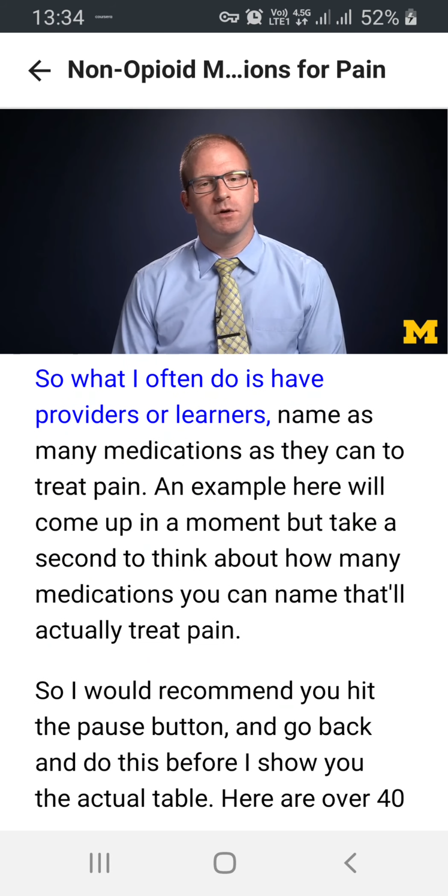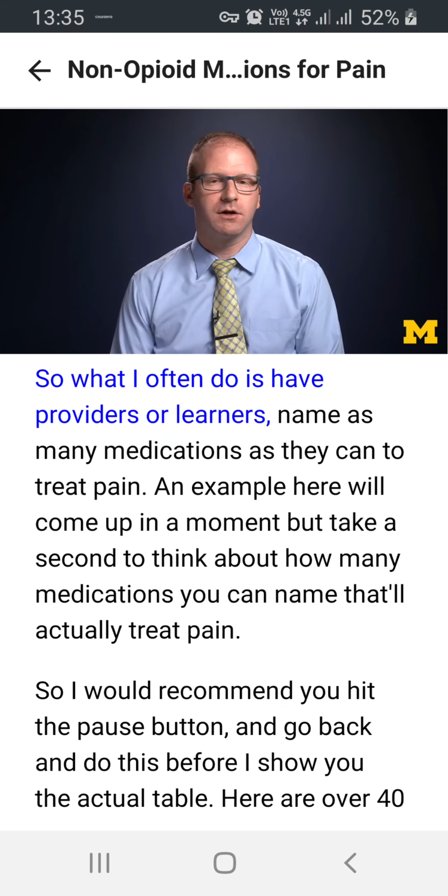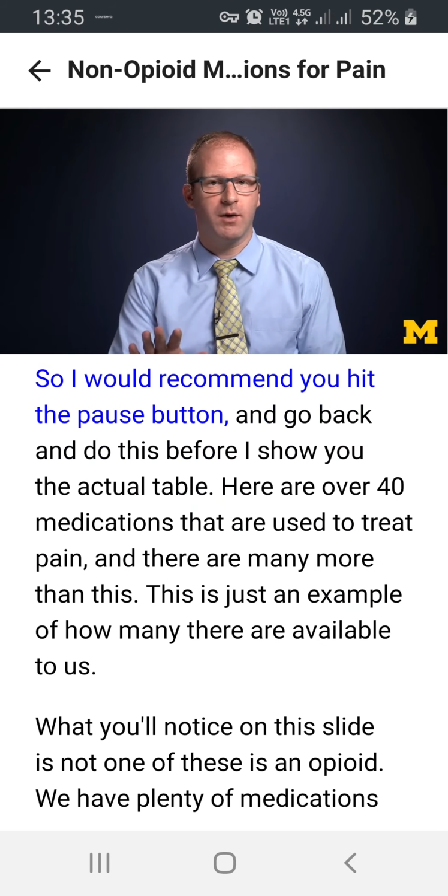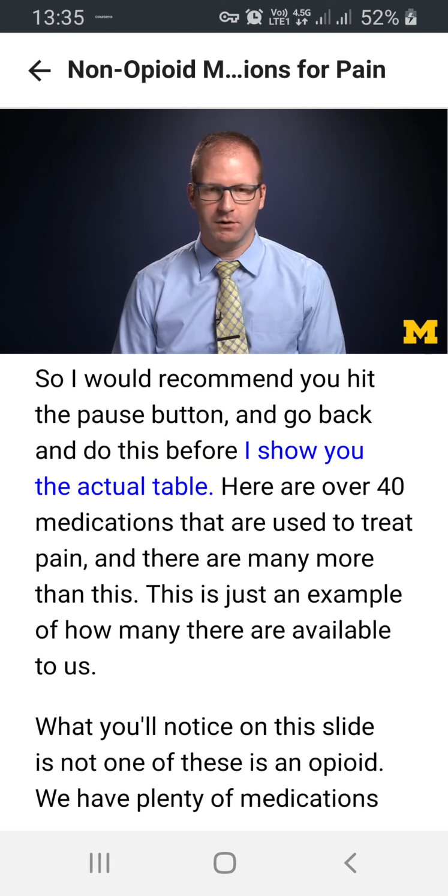So what I often do is have providers or learners name as many medications as they can to treat pain. An example here will come up in a moment, but take a second to think about how many medications you can name that'll actually treat pain. So I would recommend you hit the pause button and go back and do this before I show you the actual table.